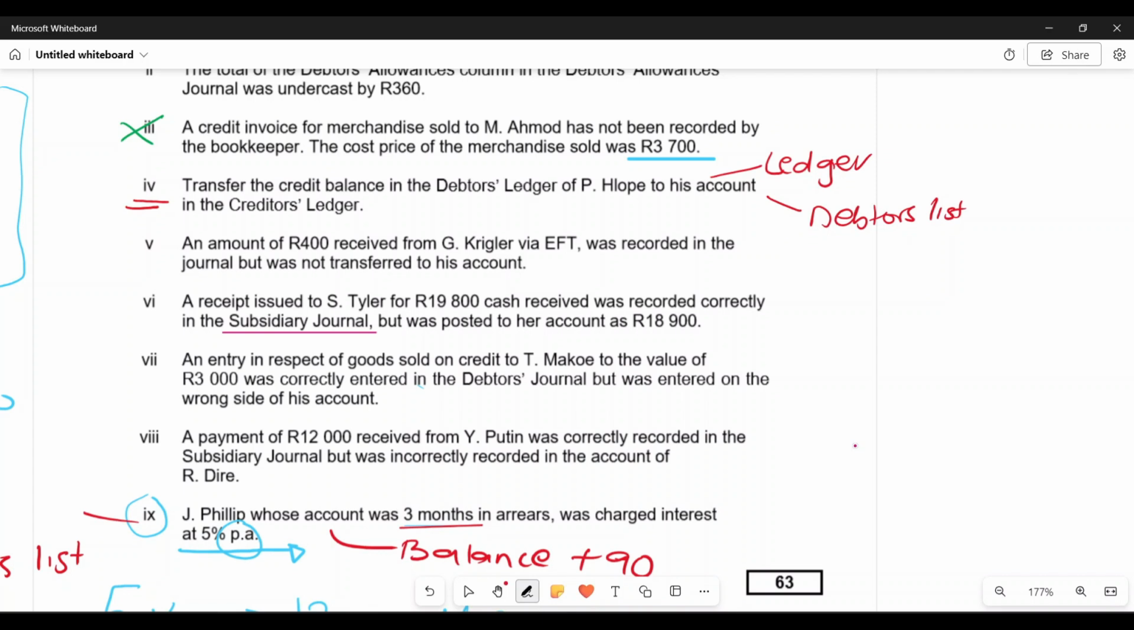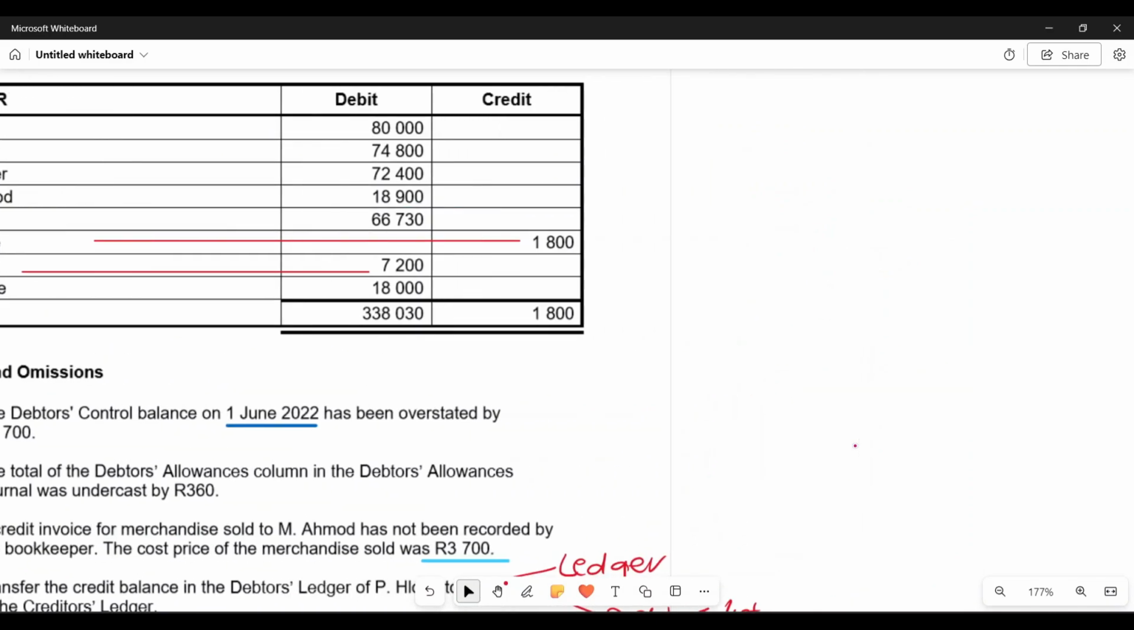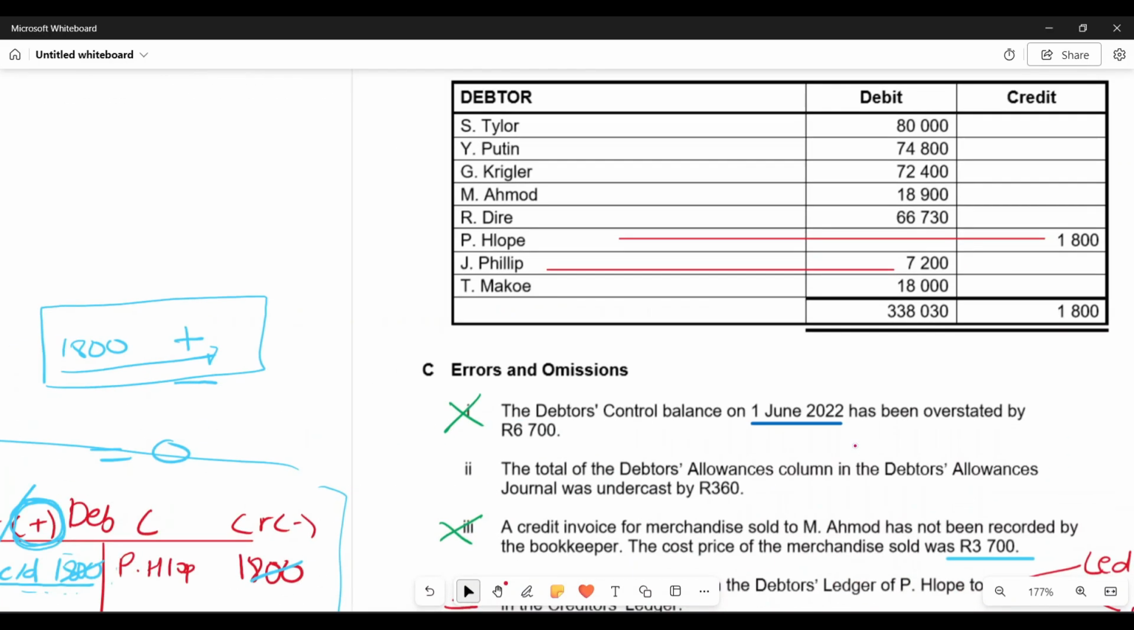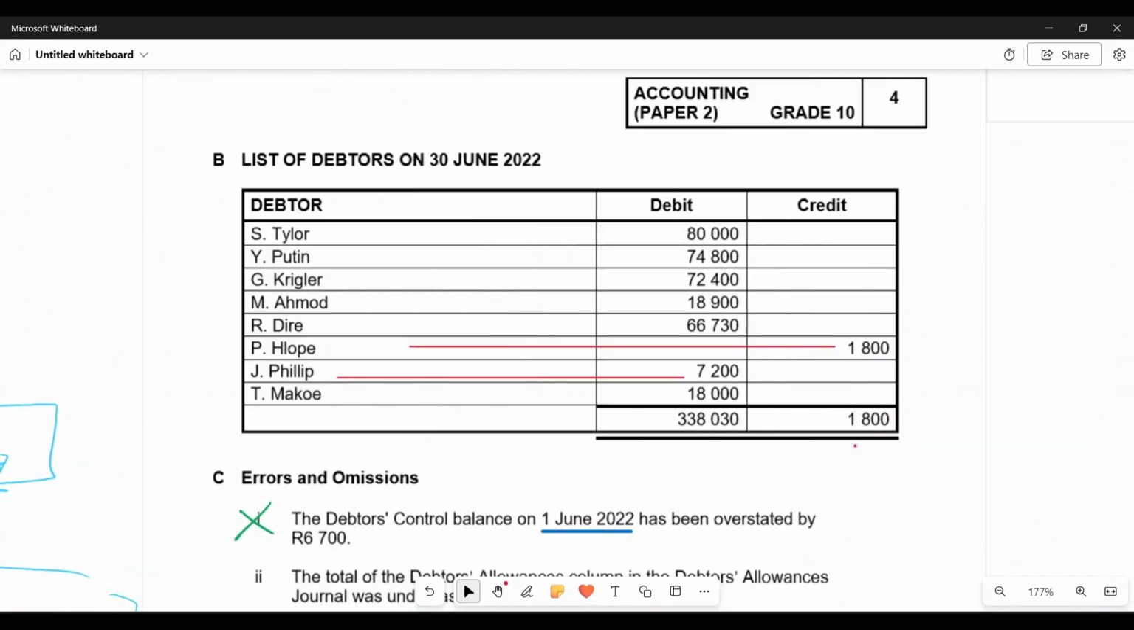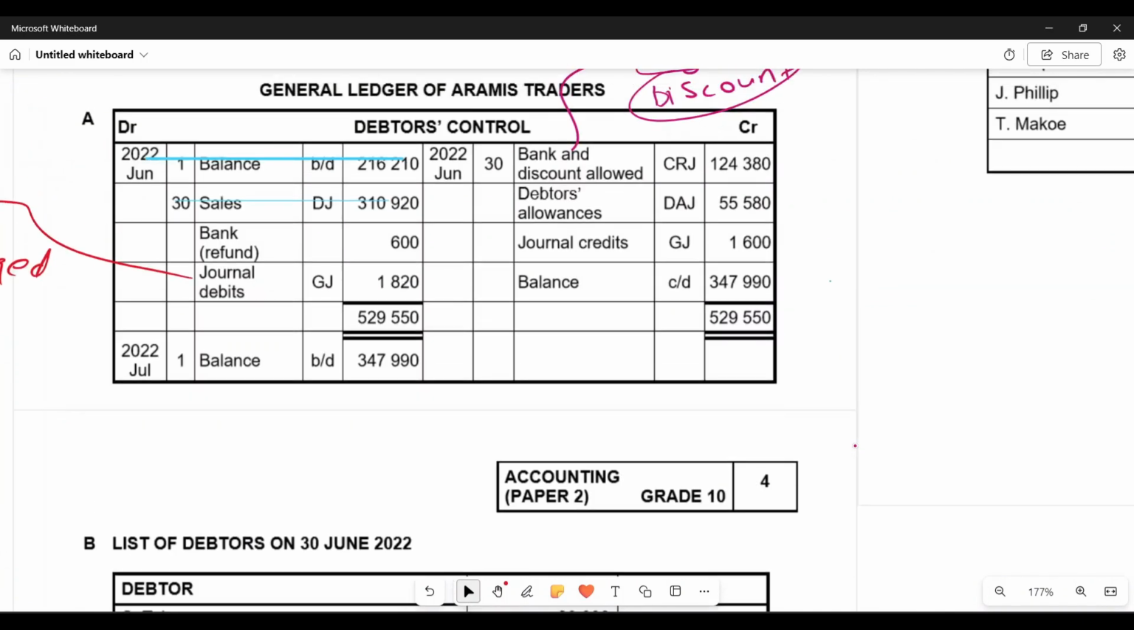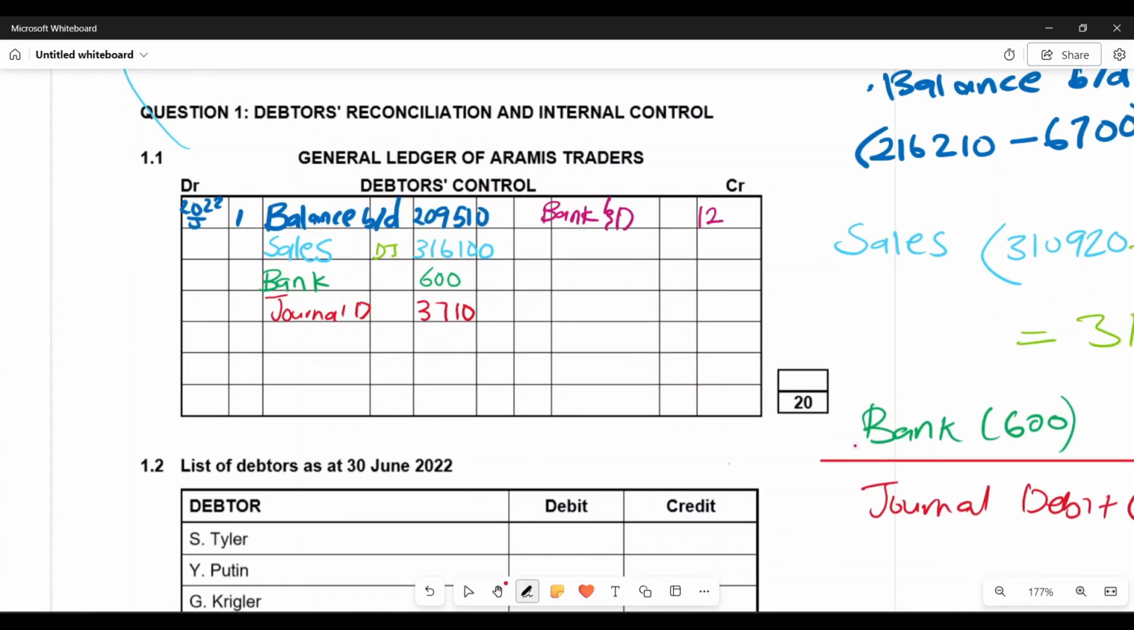Now, an entry in respect of goods sold was entered correctly. So, okay, this won't affect our debtors control. The payment received from Y Putin was correctly recorded in the subsidiary journal. Okay, so this also won't affect our debtors control. So the amount, I'm going to recognize it as it is, right? So my balance here is 124,380.